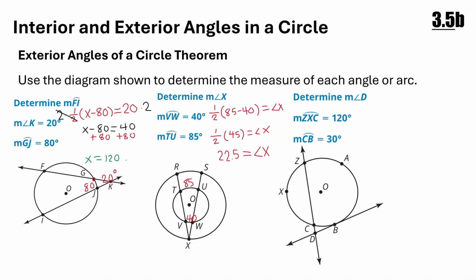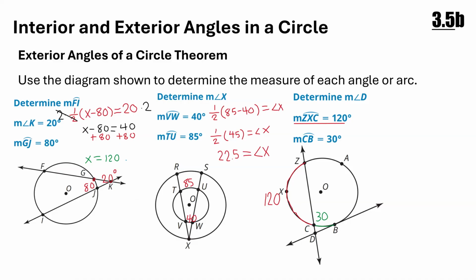The third problem asks to find the measure of angle D, given the measure of arc ZXC equals 120 degrees, and the measure of arc CB equals 30 degrees. Because angle D is an exterior angle, you need to find 1/2 of arc ZAB and arc CB. However, the measure of arc ZAB is not given, meaning you need to find its measure first.